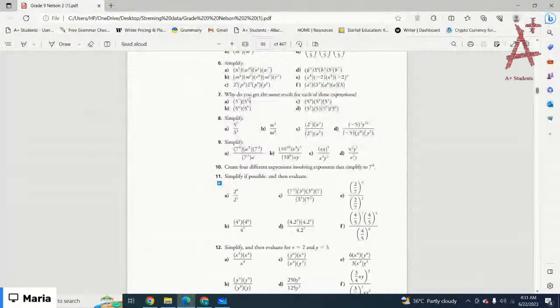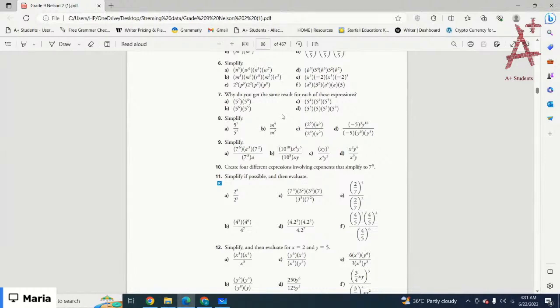Okay, why do you get the same result for each of the following expressions? Because when you add their exponents for 7a, b, c, d, their bases are all the same. When you add their exponents, they all make 5^11. So the answer for all of them is exactly the same. Got it? That's for question number 7a, b, c, and d.